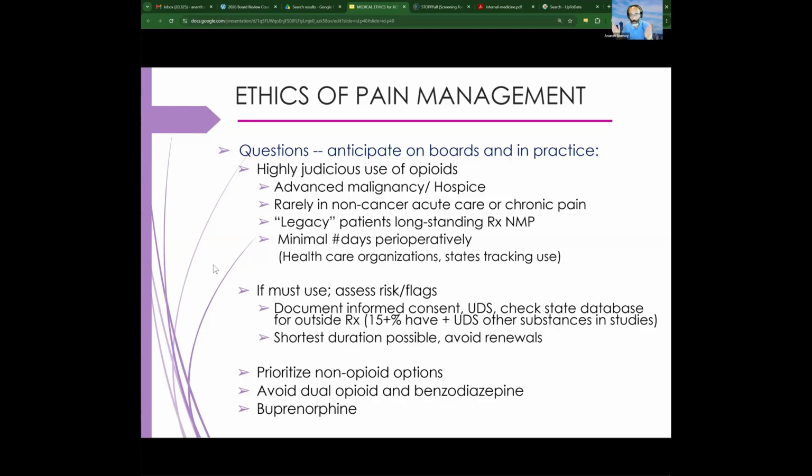And when you're prescribing, you want the shortest duration possible and to avoid, of course, renewing when it's for acute uses. Wherever possible, prescribe non-opiate pain options and multimodal therapy. You also really want to avoid high-risk combinations, particularly opiates and benzos, which carry a 10 to 20-fold increased risk of death, just staggeringly scary.